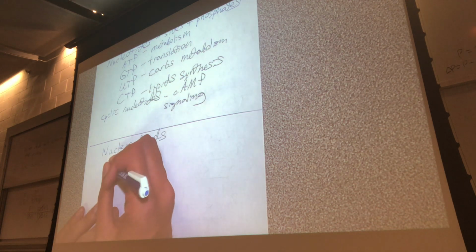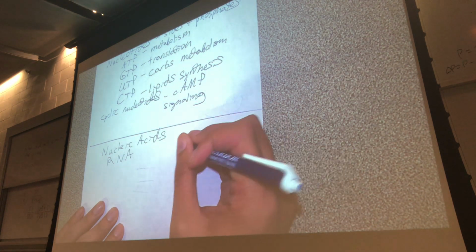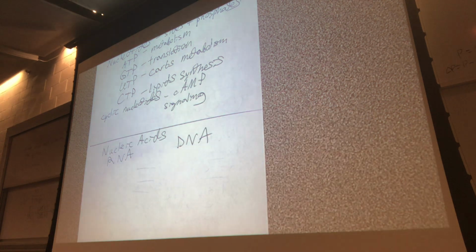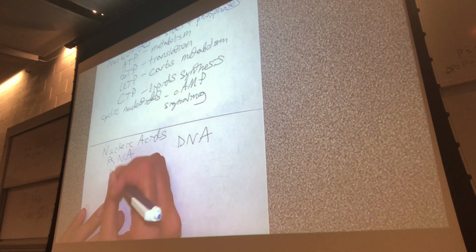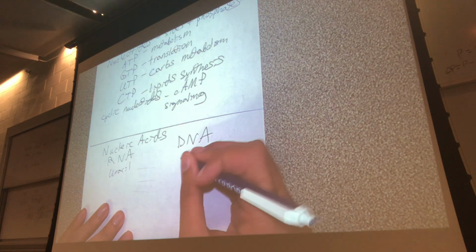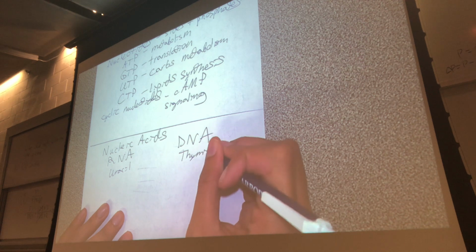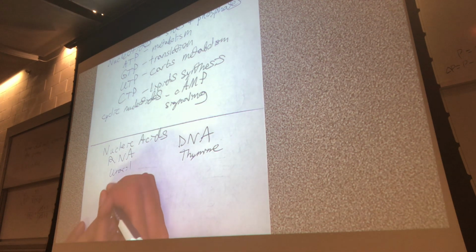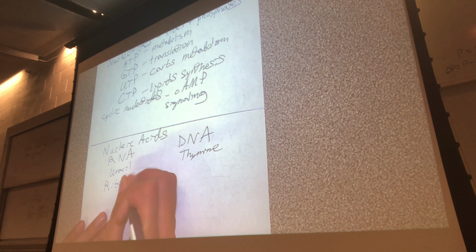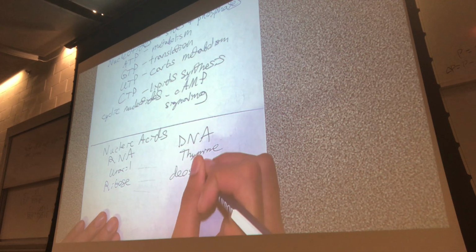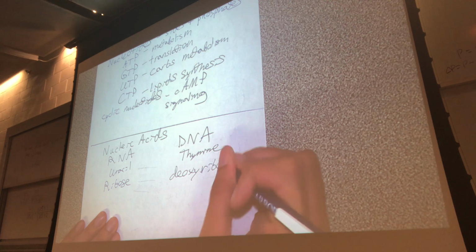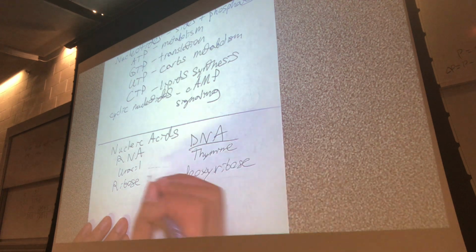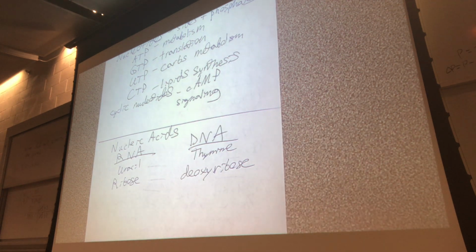Nucleic acids, you have RNA and DNA, of course. They differ simply on the sugar and the presence or absence of a single base, right? RNA has uracil, DNA has thymine. They both have everything else. RNA is made of ribose. DNA is made of deoxyribose. All right.